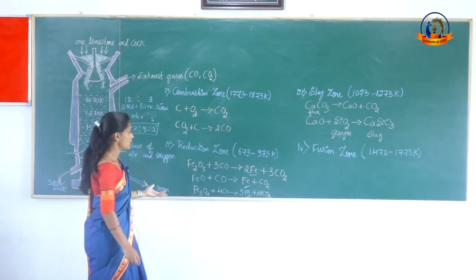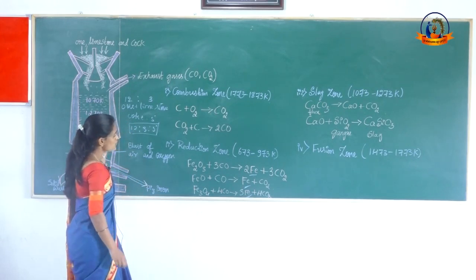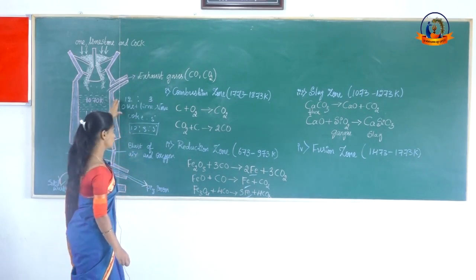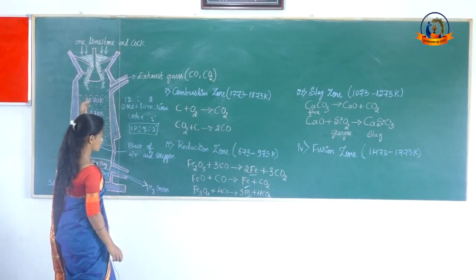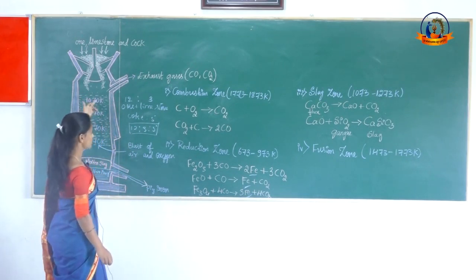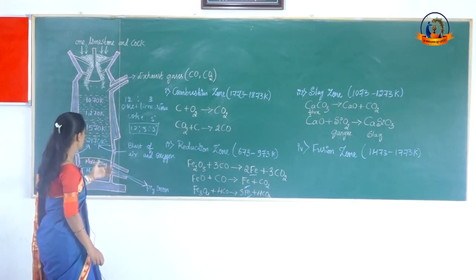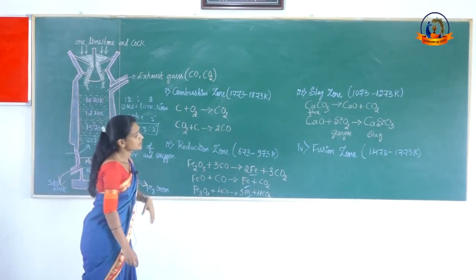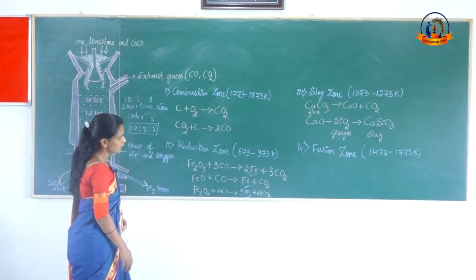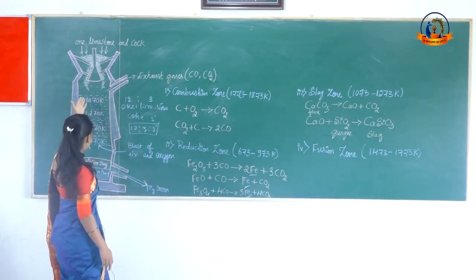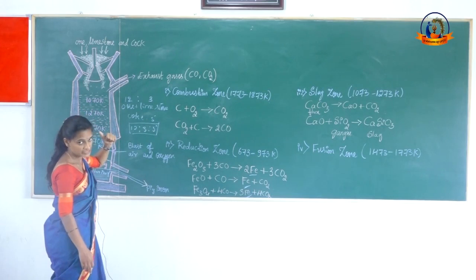So the reduction process will take place at the bottom region. So what happened in this case, this is nothing but the zone of combustion, which I told will take place in the range of 1773 to 1873 Kelvin, and after that the reduction will take place at 673 Kelvin to 973 Kelvin. So maybe the reaction will take place here, reduction will take place here.